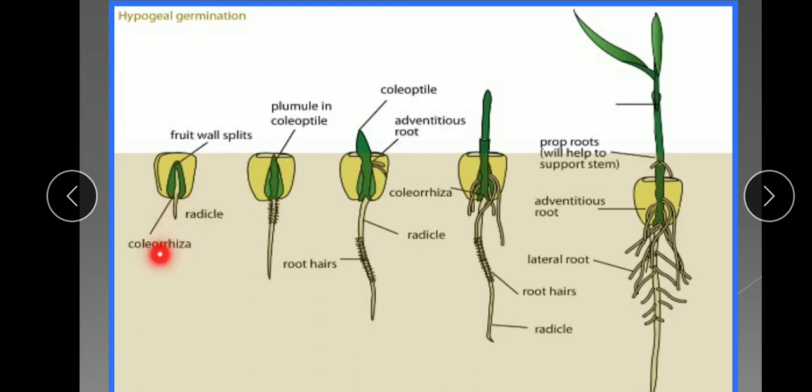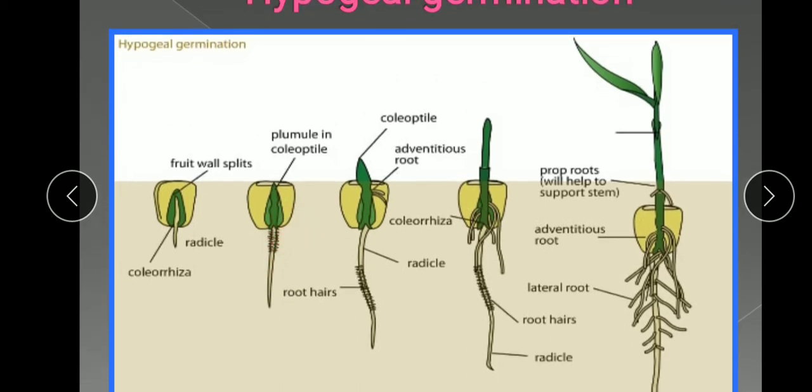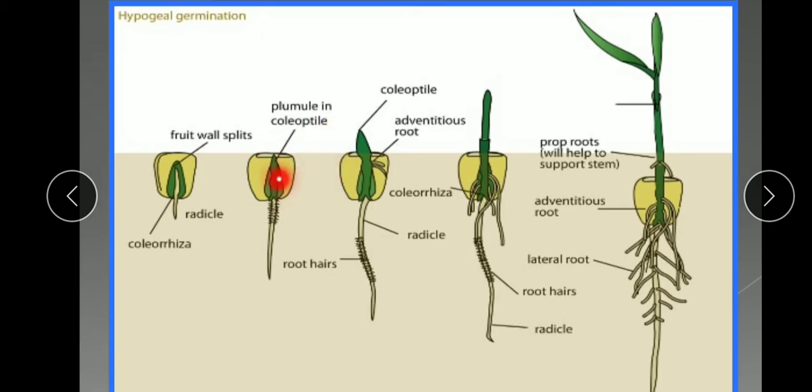The radicle is also covered by an external covering which is known as the coleorhiza. So the radicle also grows and comes out from the coleorhiza, and then it forms the roots downward. You can see here that this is the radicle, it is developing into the root. And at the upper side the plumule, which is covered by the coleoptile, also comes out from the coleoptile and forms the shoot part.